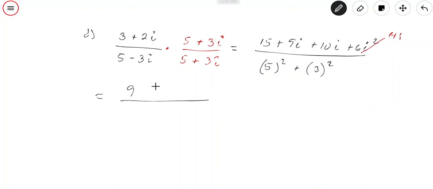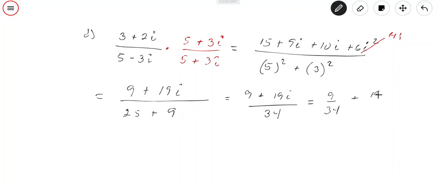9i plus 10i is 19i. And then I have 5 squared, that is 25, plus 3 squared, there is 9. So this is 9 plus 19i over 25 plus 9, which is 34. I will split this: 9 over 34 plus 19i over 34. 9 has factors 3 times 3.